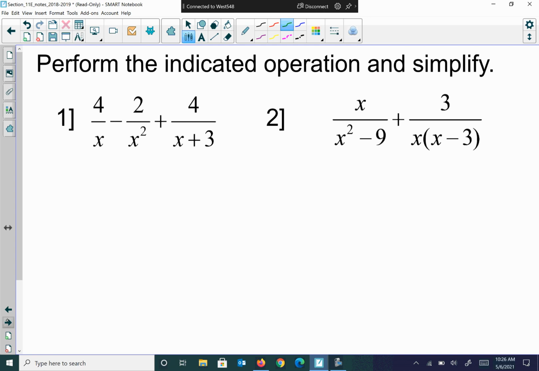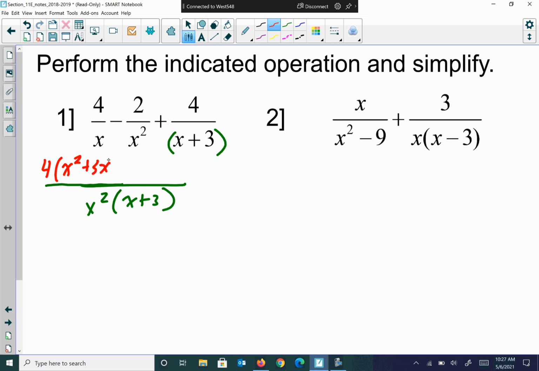Is everybody okay that I have a common denominator of x squared, x plus 3? Is that okay? So that means that we're just going to bring things down. See if you can follow my thought. I have 4, and I need to multiply that by x squared plus 3x. Minus 2, multiply that by x plus 3, plus 4, which is going to be x squared. All right, what did I do?